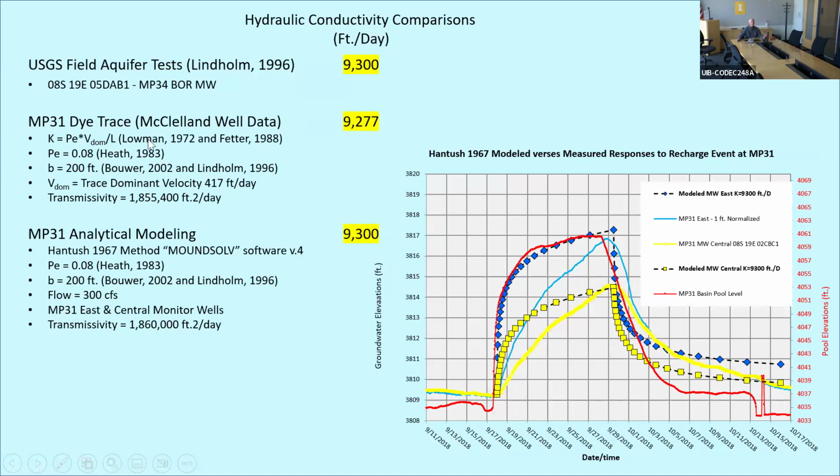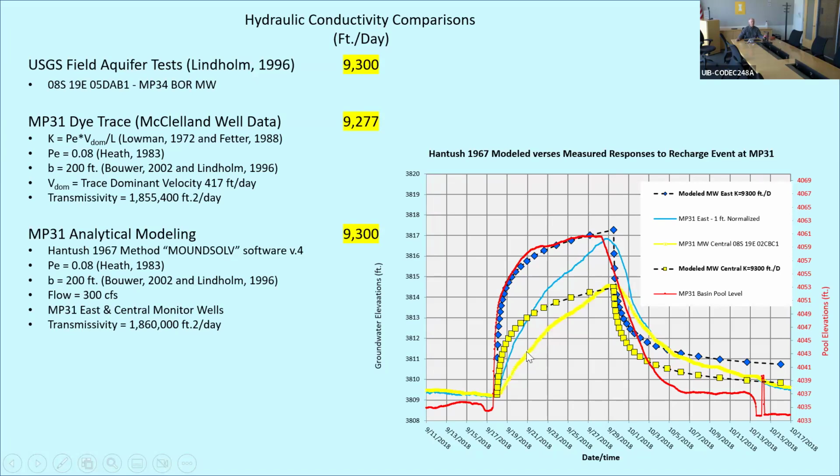And then using our groundwater trace data and this equation from Lohman and Vetter, with this information punched into the equation, our groundwater trace data says that hydraulic conductivity is 9,277, nearly identical to the USGS test. And then we used hand tush modeling, analytical modeling using MoundSolve software version 4, with these inputs to match the peak groundwater levels at the recharge basin.